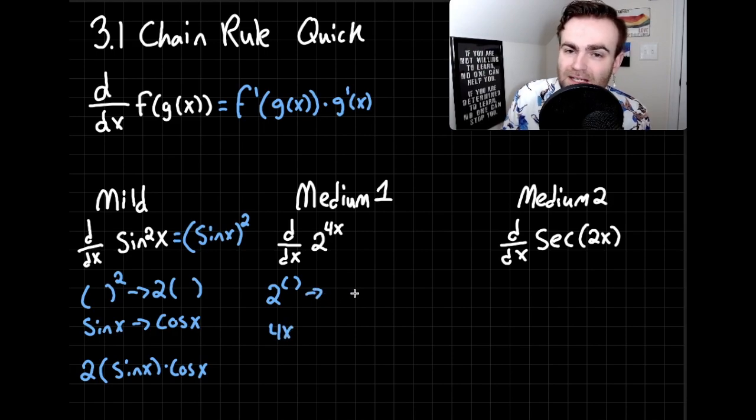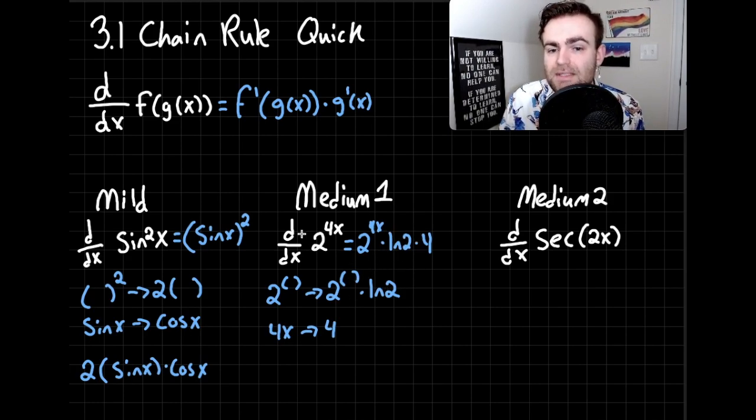The derivative of an exponential that's not e doesn't come up very often, so that's why I wanted to go over it. The derivative of an exponential that's not e is that exponential itself, again keeping the inside the same, times the natural log of the base, which is 2. The derivative of 4x is 4, so when I put this all together, the derivative of 2 to the power of 4x would be 2 to the power of 4x times the natural log of 2 times 4. And we could clean that up, but that is essentially what it is.